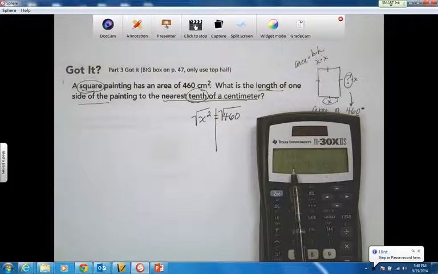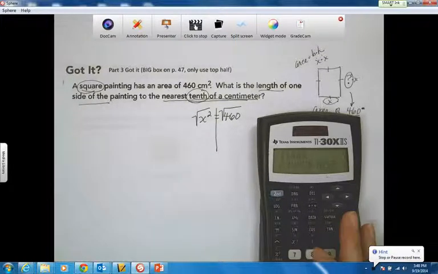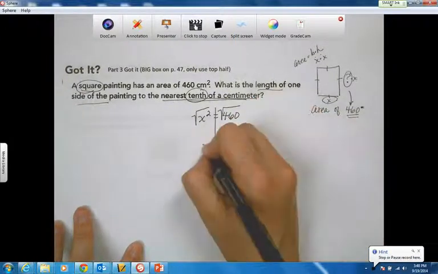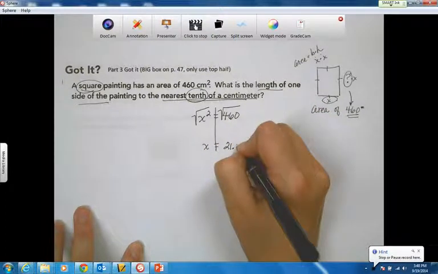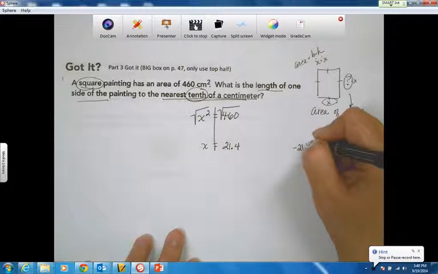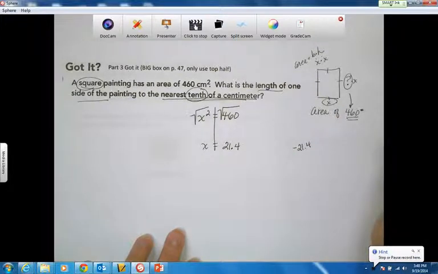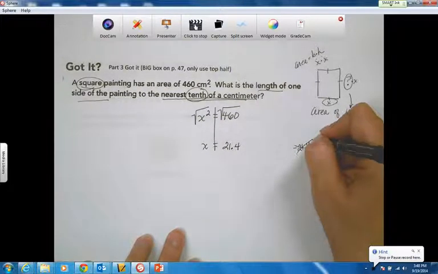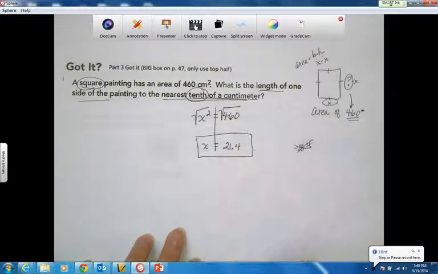So x equals 21.4. And you're probably saying, well, you need the plus or minus. And so you've got to think about this. If this is real life, it does not make sense to have a side that's negative 21.4. That doesn't make sense. So the only answer here that's acceptable is the positive value of 21.4. So it depends on if you're talking about a real life situation versus just something that's on paper.